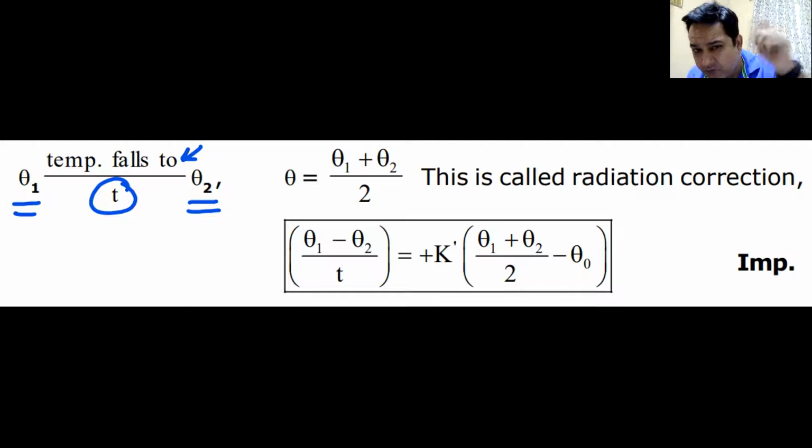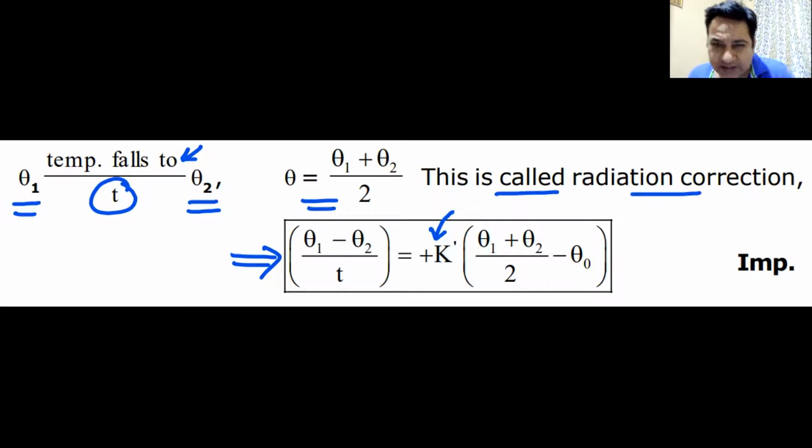The green formula, the actual law of cooling formula, is now converted into this. Theta1 minus theta2 divided by t will be equal to, instead of negative, a positive, because we have not subtracted theta1 from theta2. We have subtracted theta2 from theta1. So instead of minus, it is plus now. Plus, we take the average temperature, which is known as the radiation correction. This is again a correction which is only valid if the temperature difference is very small.